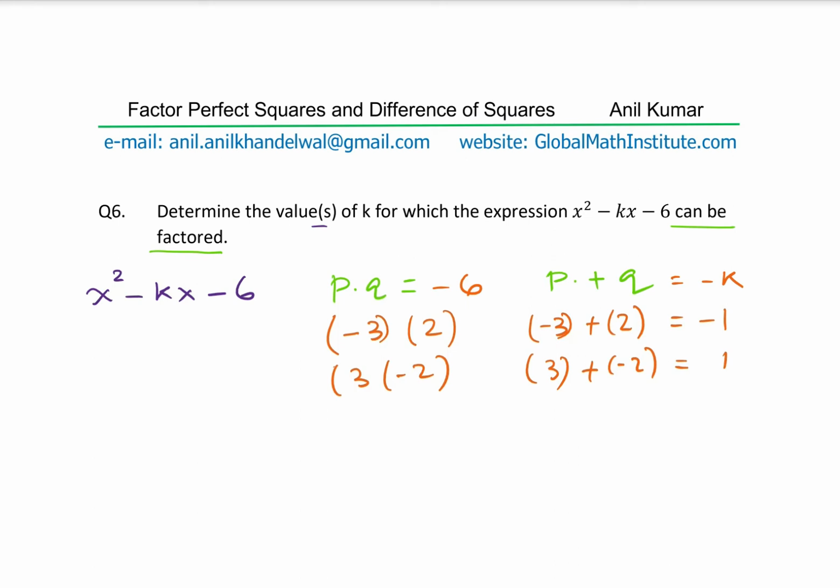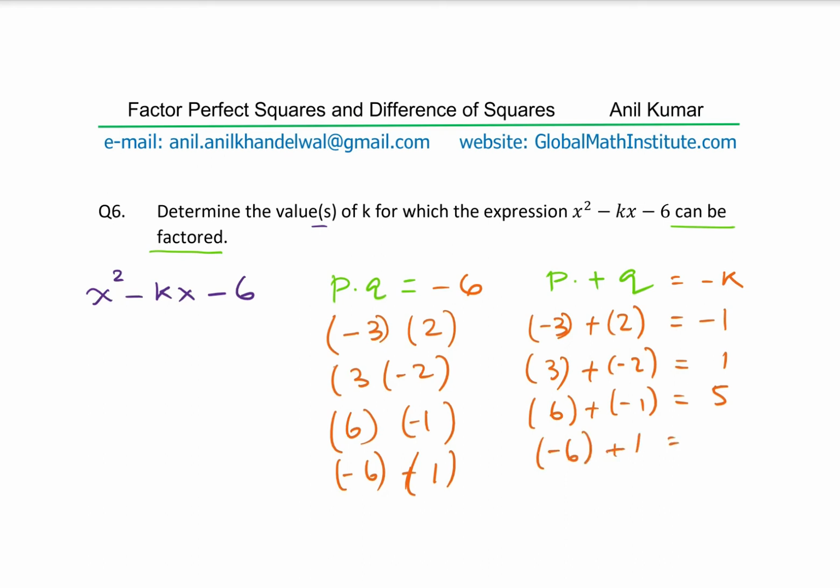6 you can also get as 6 times 1 with a negative sign. But when you add 6 and minus 1, you get the result 5. And you could also go for minus 6 times 1, and that would be minus 6 plus 1, which is minus 5. So minus k has all these values. Perfect. So you can now write down your answer where the k value could be plus or minus 1 or plus or minus 5. Perfect.